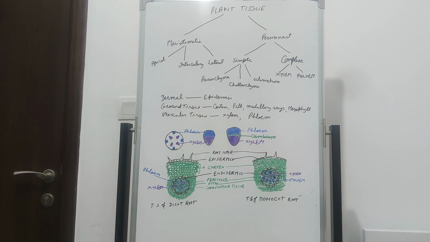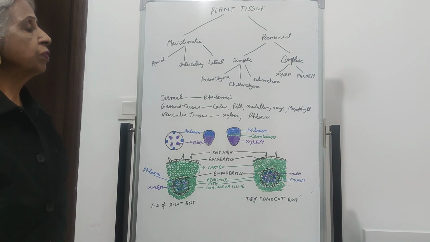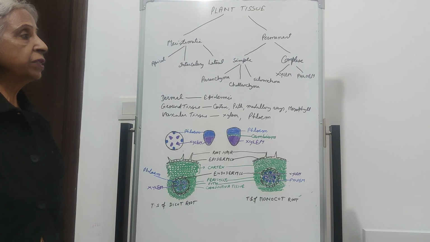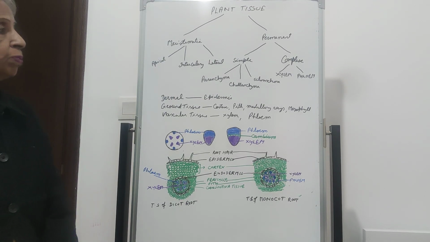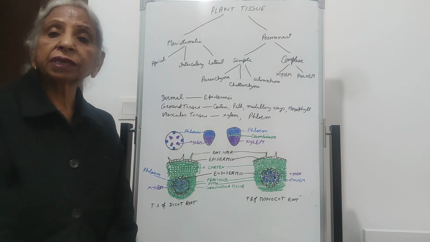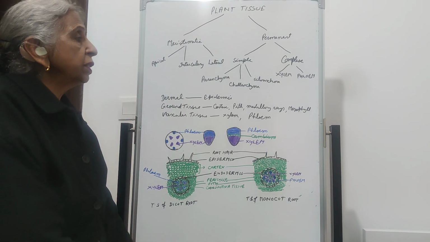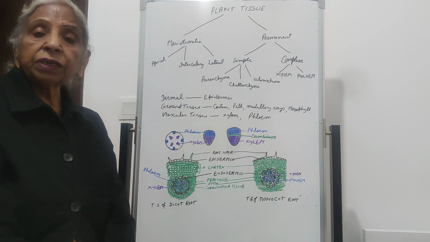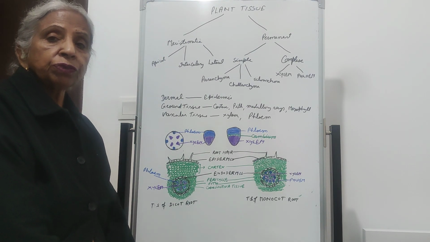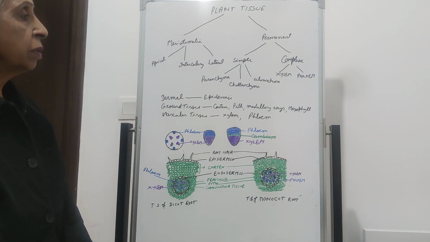Then we come to the complex permanent tissue. I told you it has more than one kind of cell, and it is of two types: xylem and phloem. Both xylem and phloem are conducting tissues. Xylem conducts water and minerals from the roots to the other parts of the plant. Phloem conducts manufactured food from the leaf to the other parts of the plant.